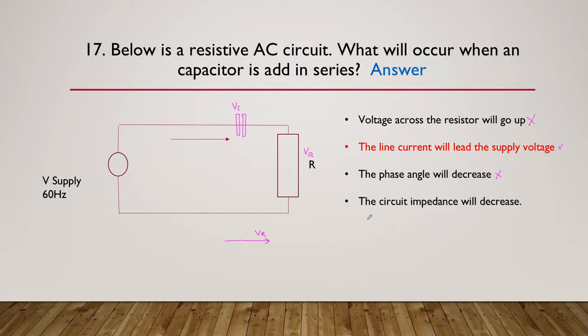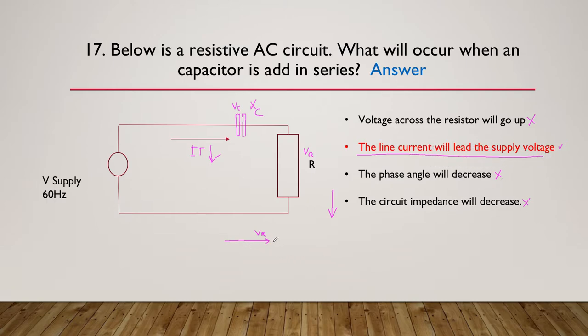The circuit impedance will decrease. Well, no, the overall current will go down because we've added some more reactance here. We've added a whole heap of XC. So our current, our I total, by definition has to go down. So the circuit impedance will decrease? No, the circuit impedance will actually increase. So we can eliminate that one, and we are left with this one here.